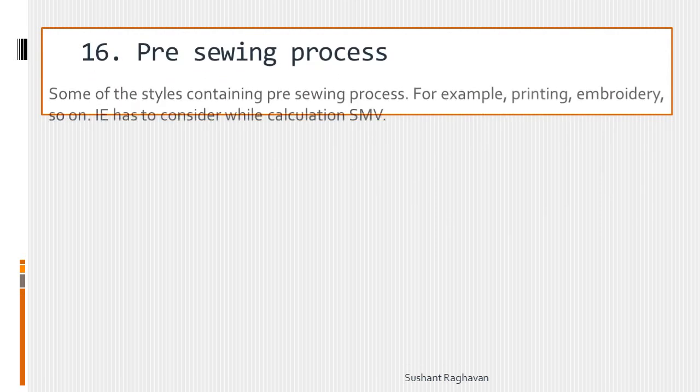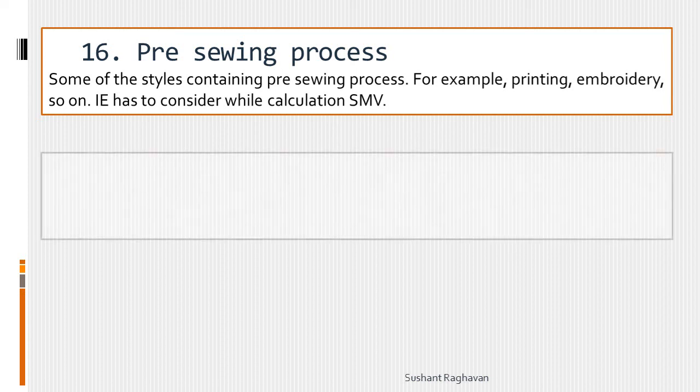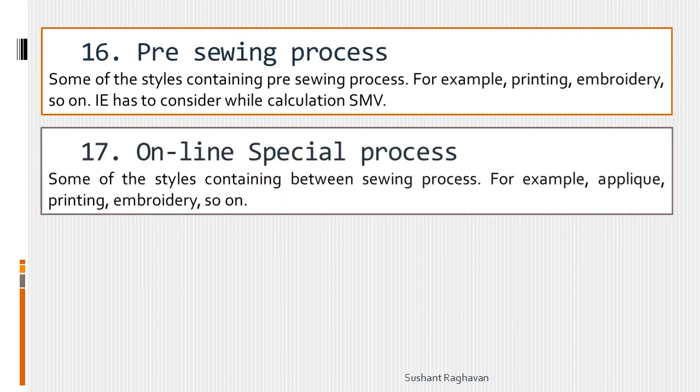Pre-sewing process. Some styles contain a pre-sewing process, for example, printing, embroidery, and so on. The IE has to consider this while calculating SMV. Inline special process. Some styles contain processes between sewing, for example, applique, printing, embroidery, and so on.